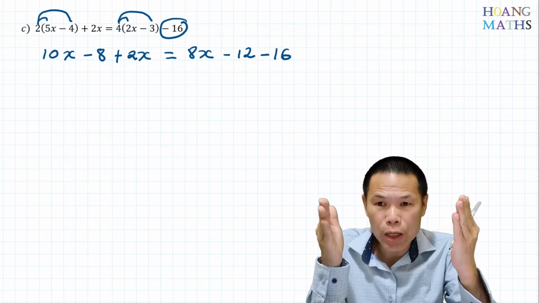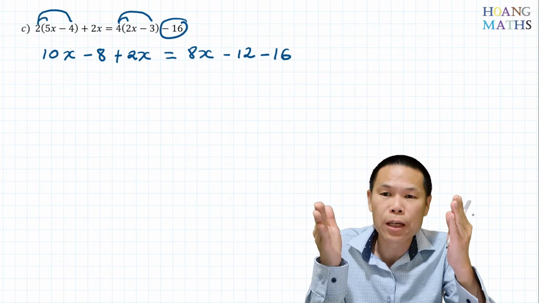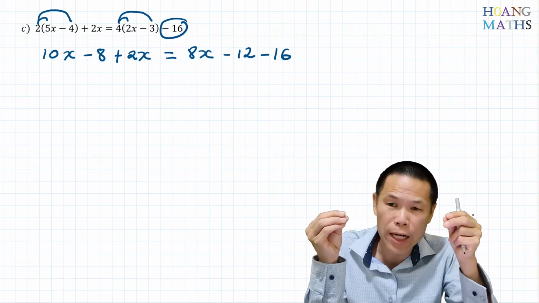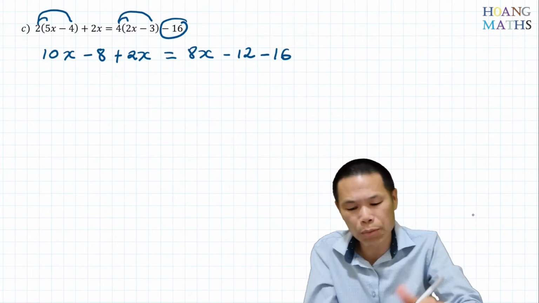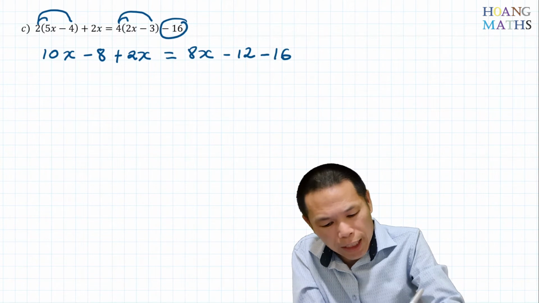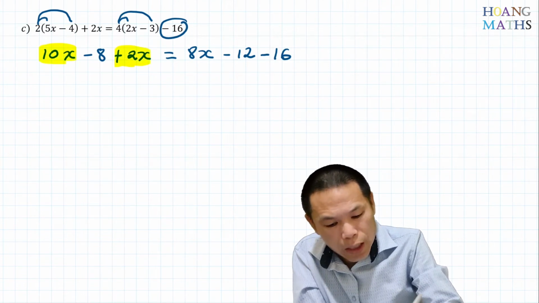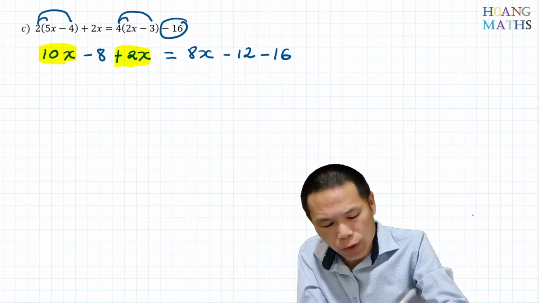Done. First step. So now what I do is I need to collect like terms first. So easier, okay? If you don't, you can move x on one side, number on the other side, but it's a bit messy. So better simplify first, okay? Make it simpler. So what I do now, I collect like terms. So we have 10x plus 2x. So 10 plus 2 is 12. So I just write this down.